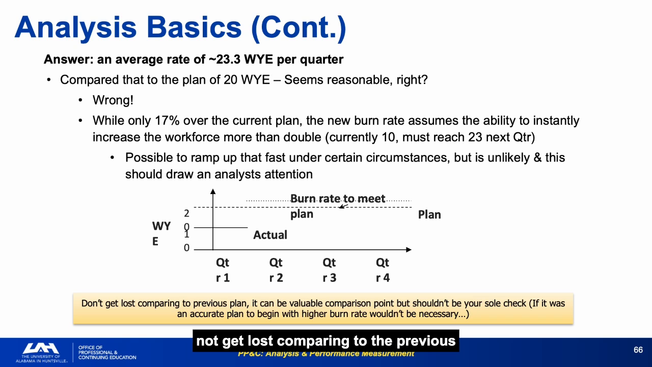Do not get lost comparing to the previous plan. If the previous plan was accurate, the higher burn rate would not be necessary. The previous plan's credibility is already in question. This calculation should be performed every month on any WBS element that is running behind. The required future ramp rate is the most important number to present to a program manager.